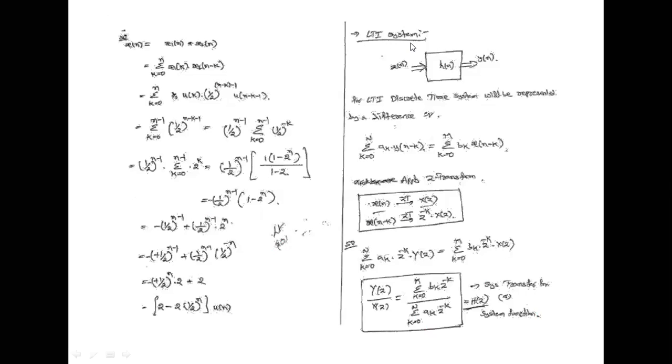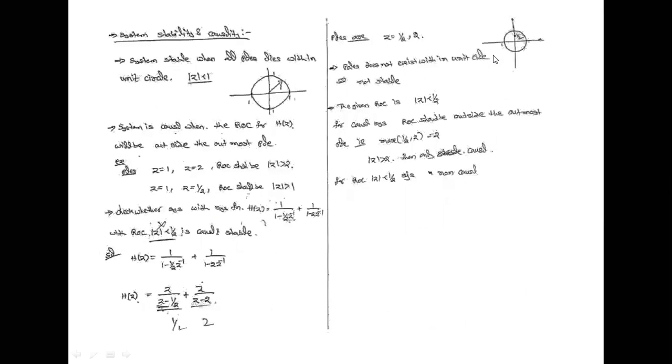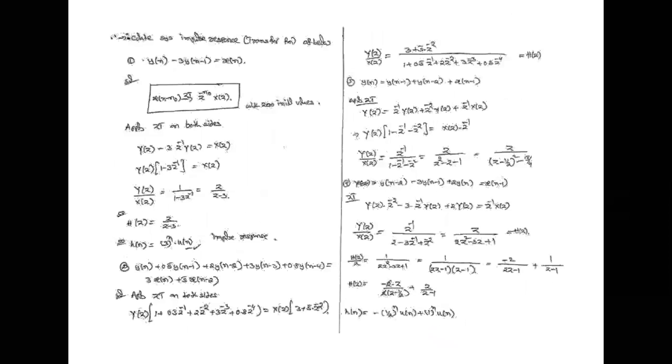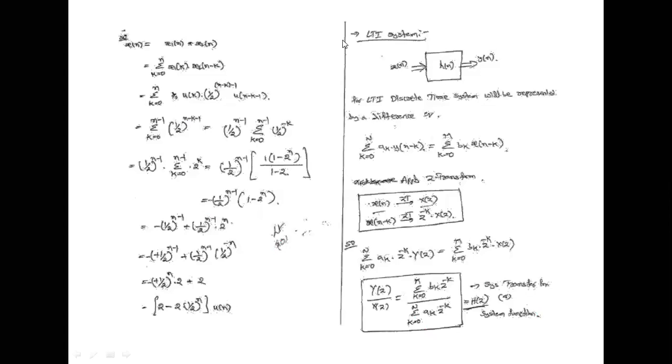Okay, and the next one is the linear time invariant system. To find the linear time invariant system, system stability and causality, we can discuss that in the next class, my dear students. For any given linear time invariant system, how we can find the Z transformation and how we can find the inverse transformation, that we'll discuss in the next class, my dear students.